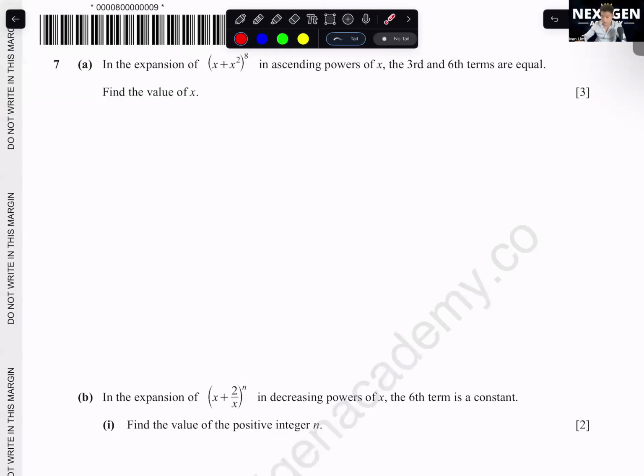Question 7a. In the expansion of (x plus x squared) to the power of 8 in ascending powers of x, the third and sixth terms are equal. Find the value of x. First of all, how do we expand this?